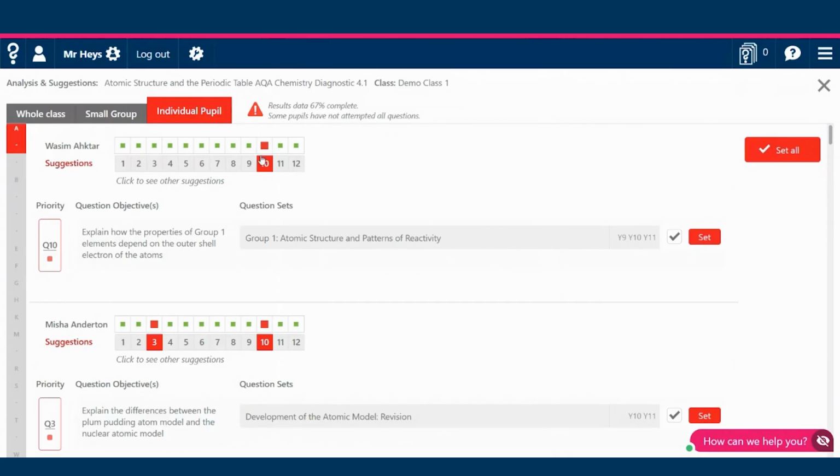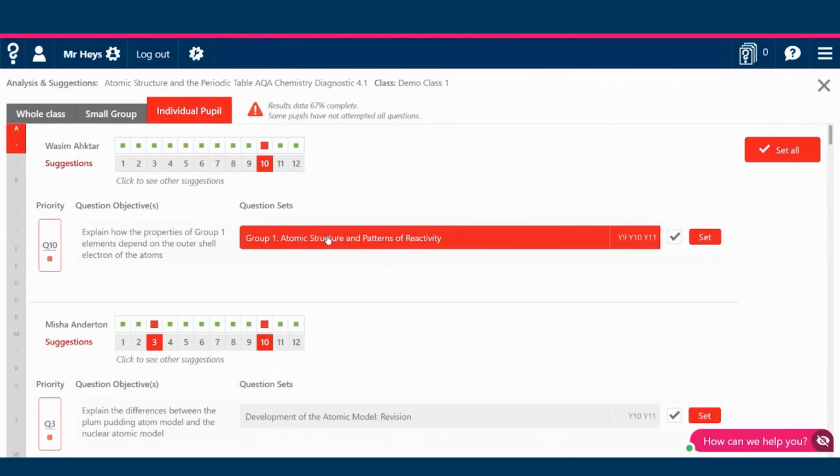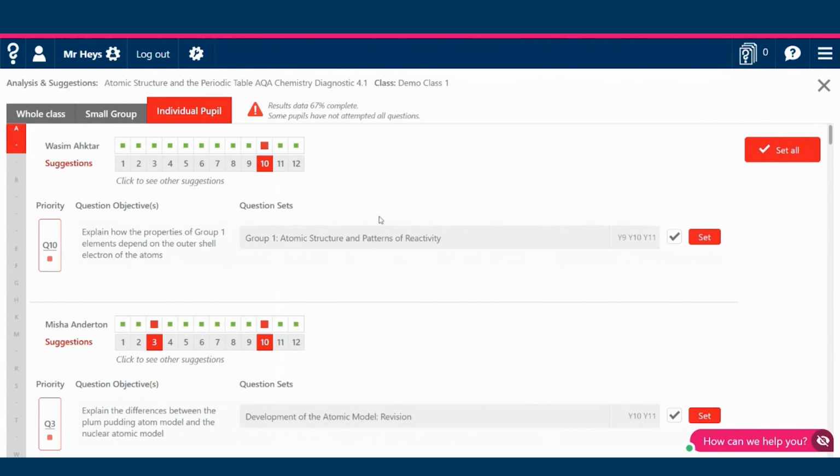So for example, question 10 in this set was linked to how atomic structure affects reactivity. And this task has been recommended by our system to be provided to Wasim based on what he got wrong. And you can simply hit set here, and then suddenly the homework you've done has become meaningful because an intervention task which fully fits the knowledge gap the student has been generated.